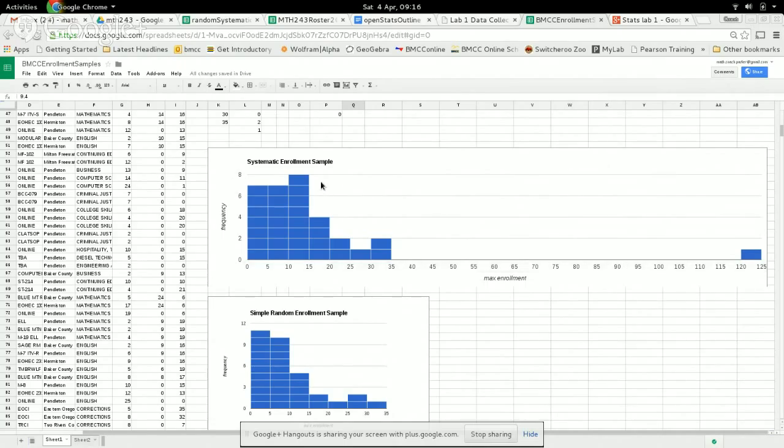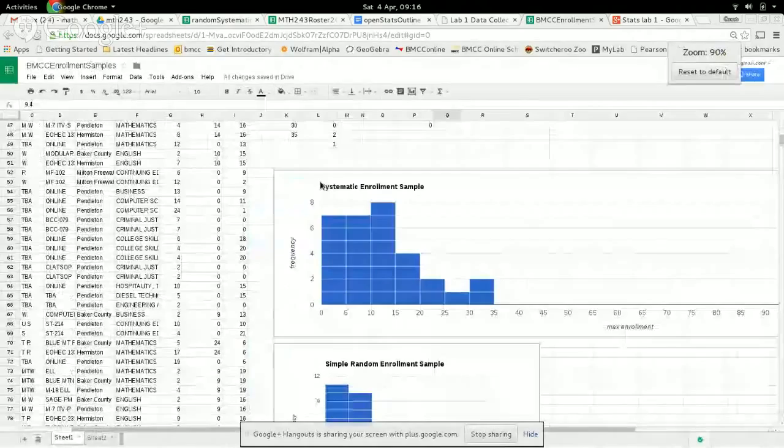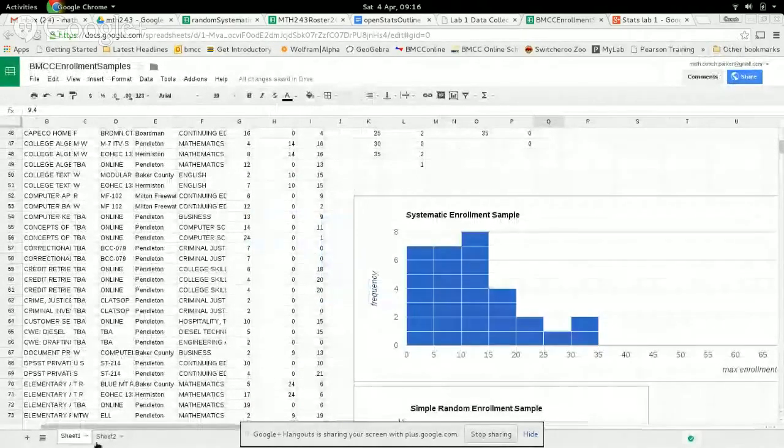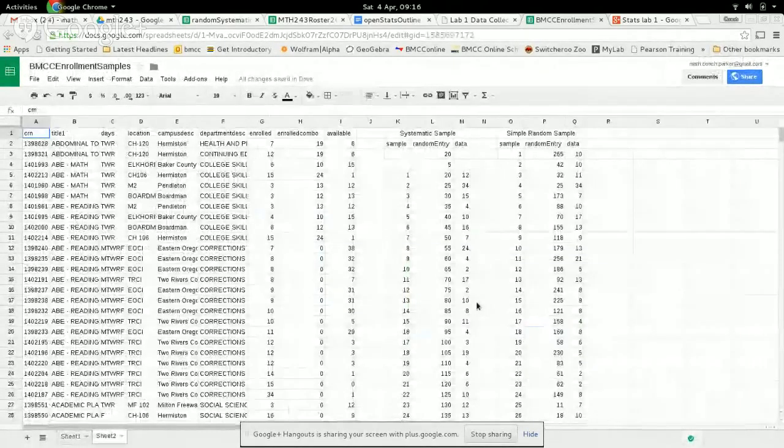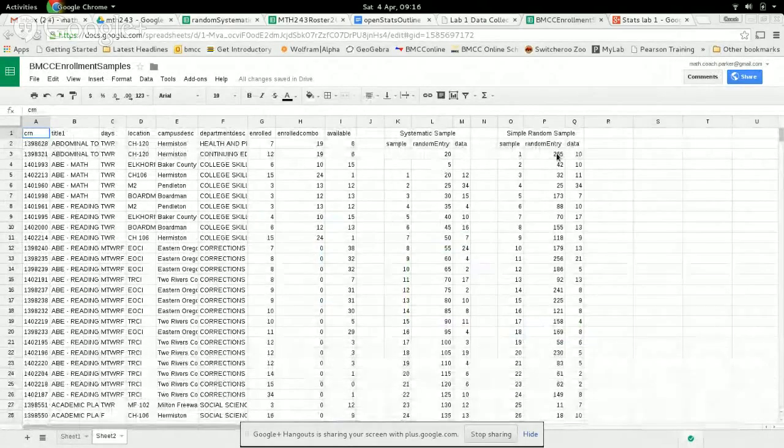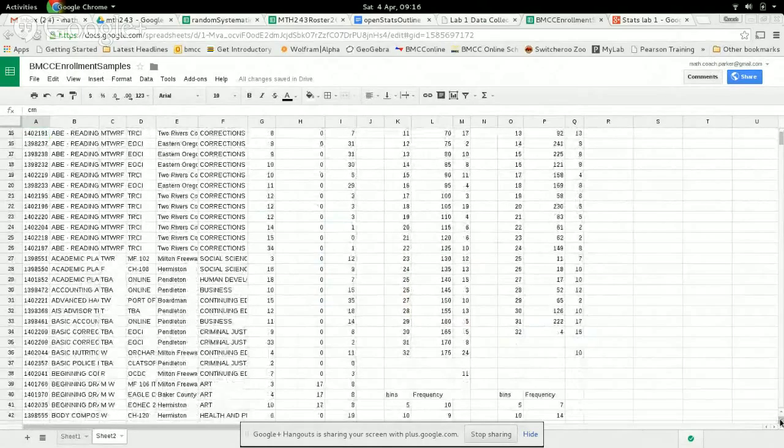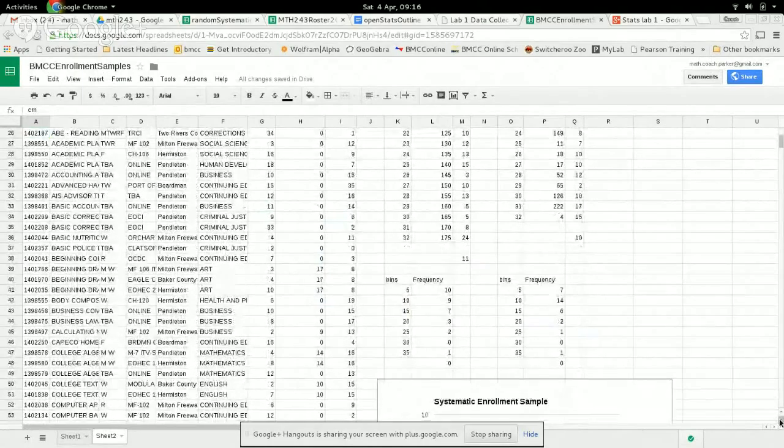I repeated this situation, and so I did another systematic and another simple random sample. Here, same exact procedure, different starting point, different jump. Here is just a different list of randomly selected numbers. So this group of 32 is just as likely to get selected as the other group of 32. Take a look at the frequency tables. Here in the frequency tables, there were no entries over 35, so that class of 123 didn't get selected in either of these random samples.